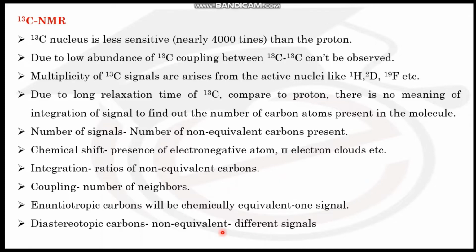And chemical shift value will give an idea about the type of carbon present. And integration can only give the ratios. It cannot give the exact number of carbons present. For each type, how many carbons are present, that it won't give. And the coupling gives an idea about the neighbors. And enantiotopic carbons will give one signal, and diastereotopic carbons will give two signals. When we are considering a ring system, this will be very useful.